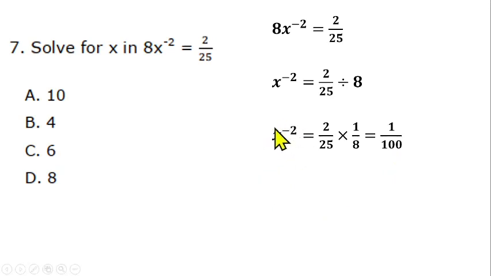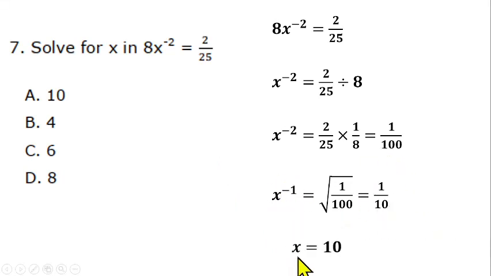So you can now find the square root of both sides, so as to remove this square. If I do that, I have x raised to power minus 1 equals the square root of this. The square root of 1 is 1, the square root of 100 is 10. Since we are looking for x, you can find the inverse of both sides. So that will give us x equals 10. So our x is 10, which is option A.